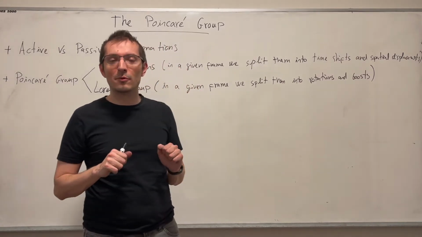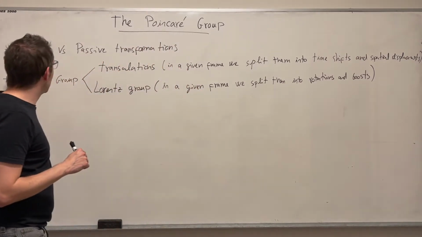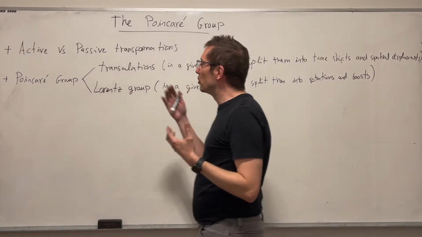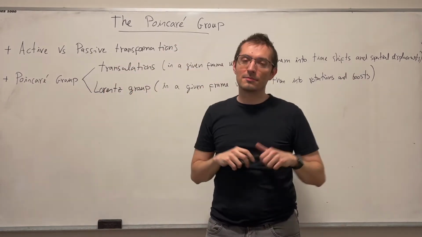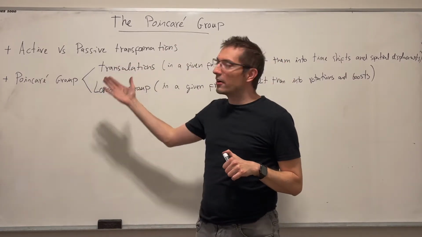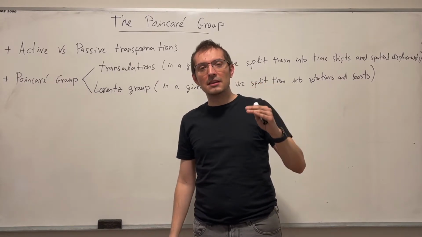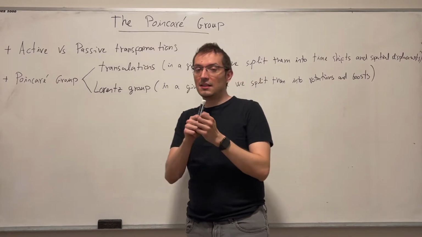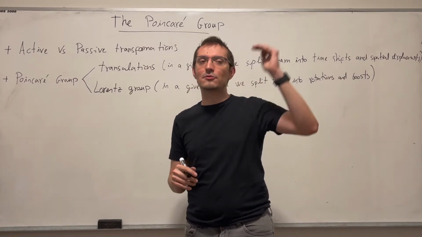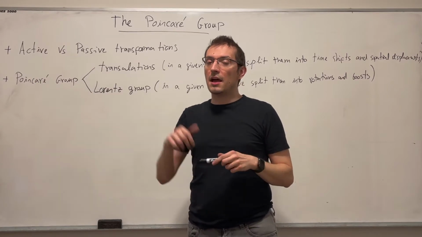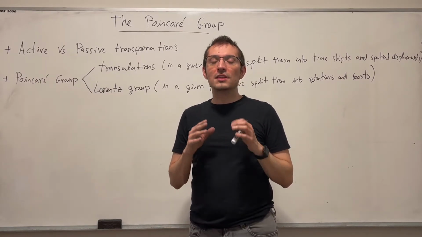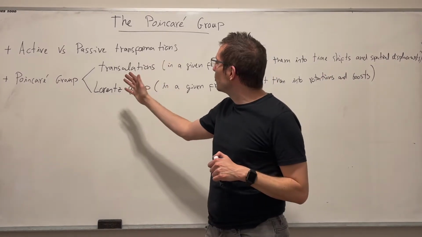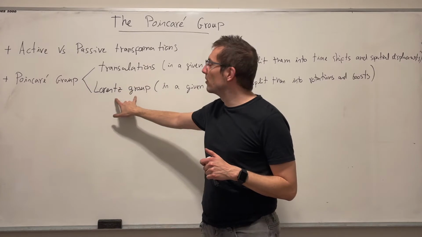Let me do a quick summary of what we're going to see. First of all, we're going to discuss the difference between active and passive transformations. Then we're going to talk about the Poincaré Group divided into two subcategories. The Poincaré Group is made of all the transformations that leave the line element invariant. Remember, those transformations, if you remember, were any translations, space-time translations, whether they are time translations or spatial translations, rotations and boosts. And those are associated with changes of inertial reference frame. Okay? The Poincaré Group, we're going to study separately the translations and the Lorentz group.